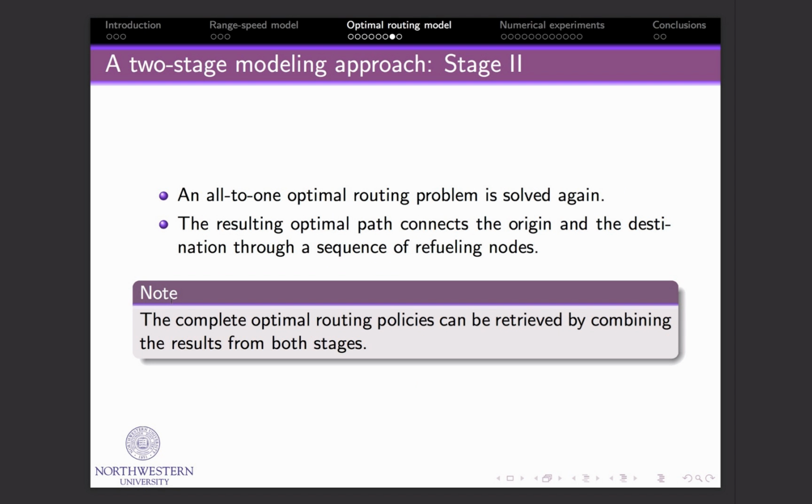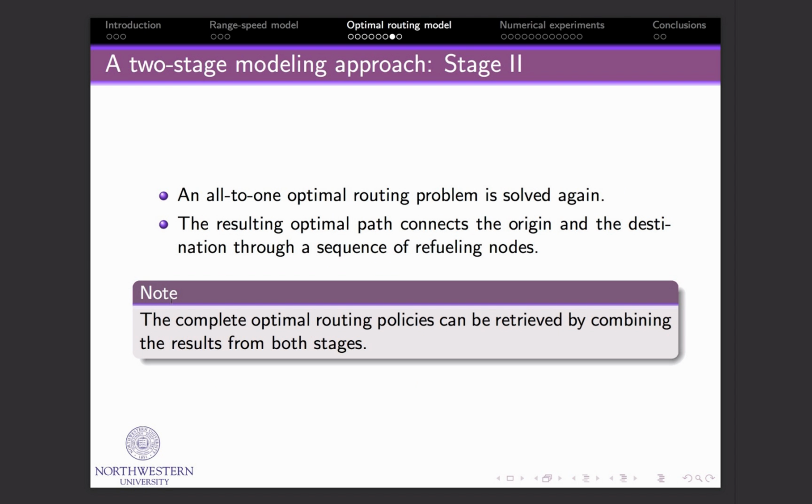After we have this auxiliary network, the optimal routing problem is solved again, and the updating procedure is similar to the one in stage 1, and the updating formula is also similar. So the resulting optimal path connects the origin and the destination through a sequence of refueling nodes, and the complete optimal routing policies can be retrieved by combining the results from both stages.